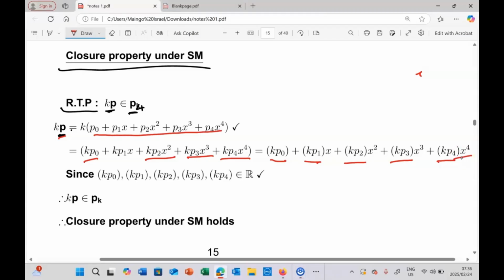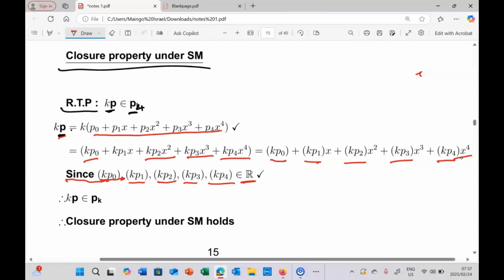Since this K belongs to the real numbers, and also the coefficients p0, p1, p2, p3, p4 belong to the real numbers, this means that kp0, kp1, kp2, kp3, kp4 also belong to the real numbers. So this is true.